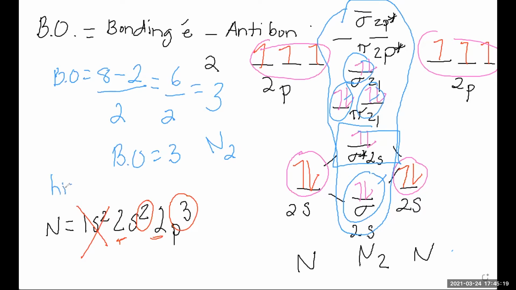So the higher the bond order is, the more stable. And vice versa, the lower the bond order is, the less stable the molecule is going to be. If you have a bond order of 0, that's a very unstable molecule. In this case, it's 3, which is pretty high, so N2 is pretty stable. It's just a little pre-review of what you guys are going to learn today, I hope.